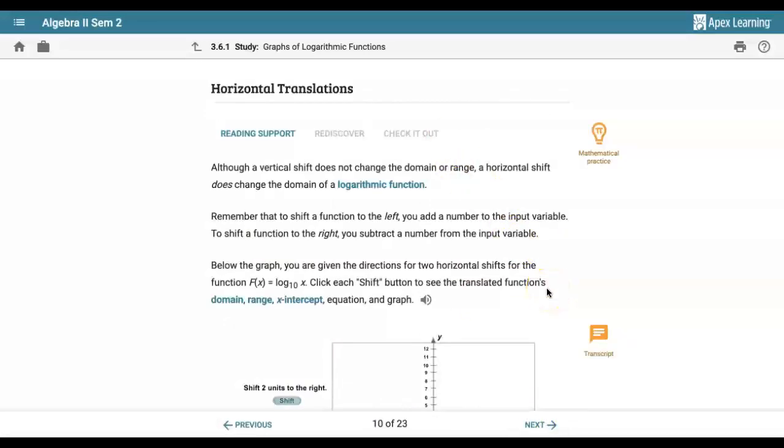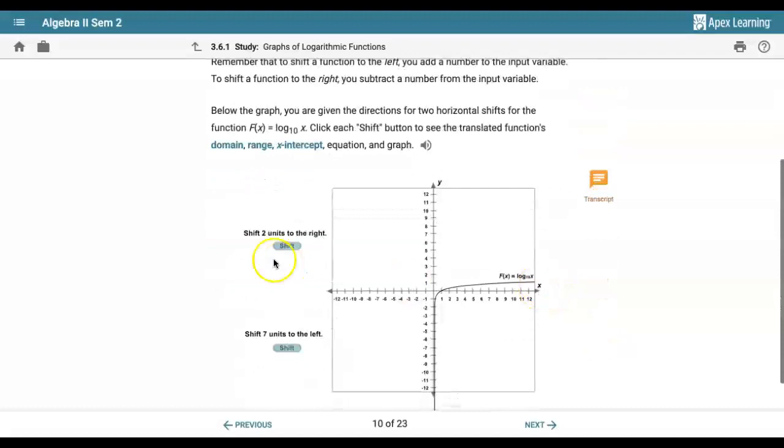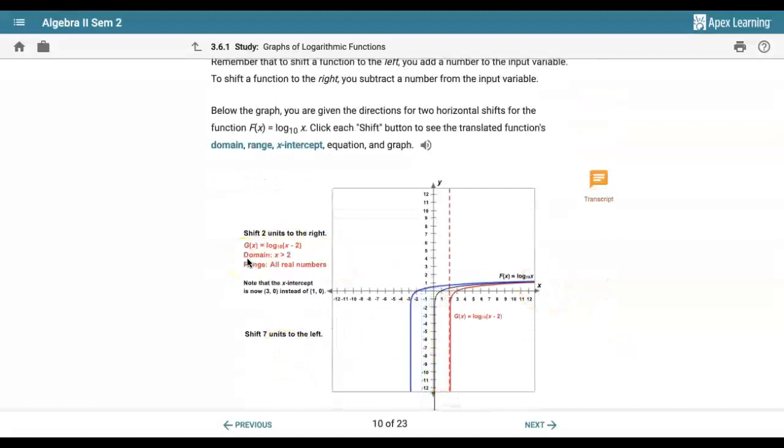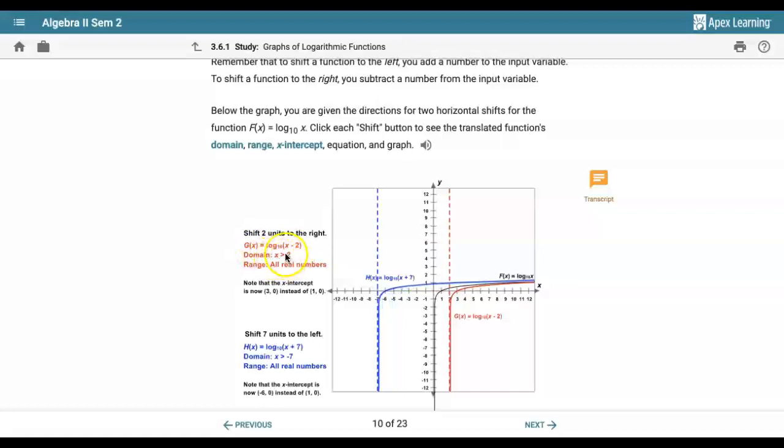But when we deal with horizontal translations, again, we're moving to the left and to the right. Now when we're moving to the left and to the right, we have a change. Our domain is greater than whatever our shift is. So if you notice here, our asymptote was originally at x equals 0. So when we move 2 units to the right, so does our asymptote, right? So instead of our domain being x is greater than 0, x just has to be greater than 2.